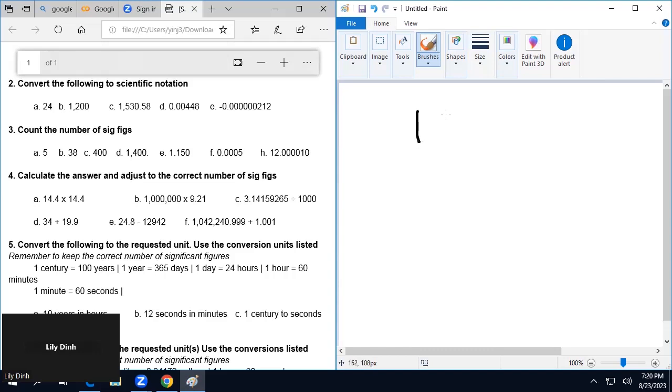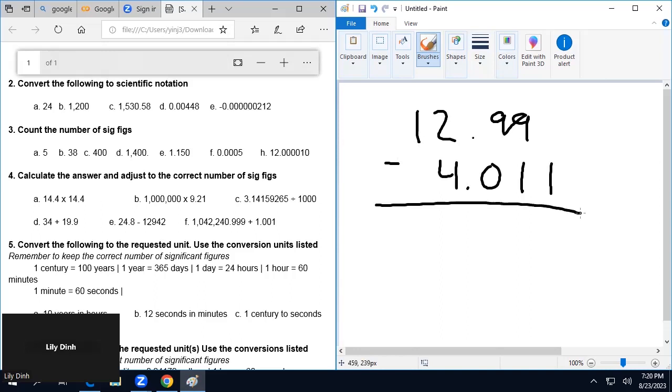Okay, so if we get 1.99 minus 4.011, could you calculate that? Oh, sorry. You're good. 8.979. Okay, 8.979. This is our raw answer.